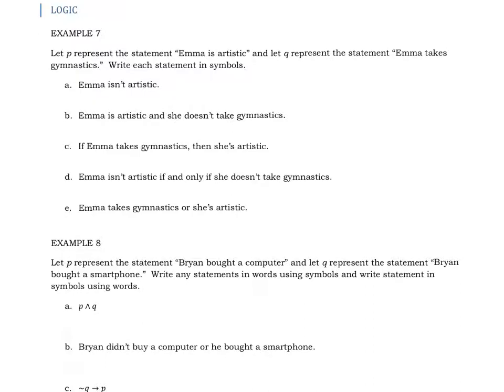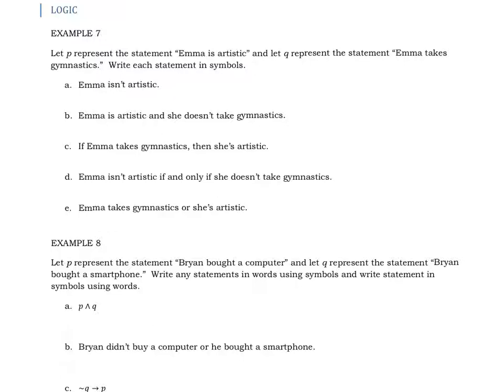All right, so in example 7, we are going to do the opposite of what we did in example 6. So rather than taking the symbols and writing them in words, we're going to take the words and write the words in symbols. So our statement P is going to be Emma is artistic, and Q is going to be the statement Emma takes gymnastics. Now we're going to write the statements down below in symbols.